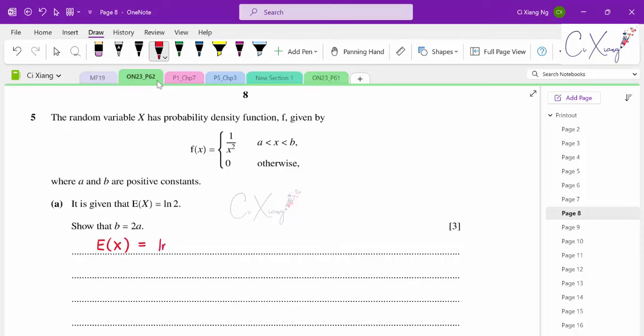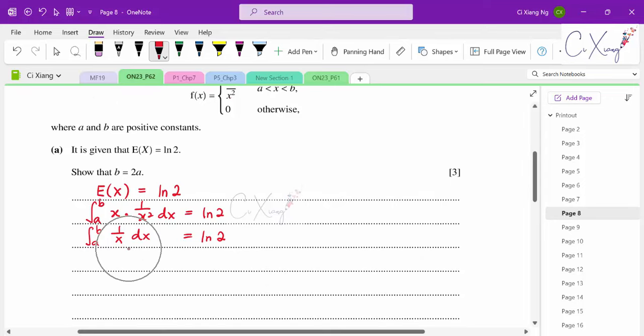They are telling us that the expected value of x is equal to ln 2. To get the expected value of x for a continuous random variable, you have to integrate over the domain given for x, and you have to multiply x with the function first. So multiply x with the function 1 over x squared to get the expected value of x. Okay, then it is equal to ln 2. After you simplify, you have the integral of 1 over x equals ln 2.